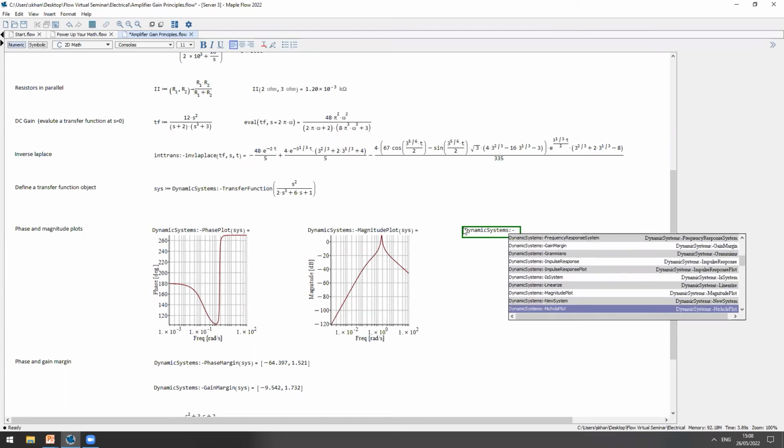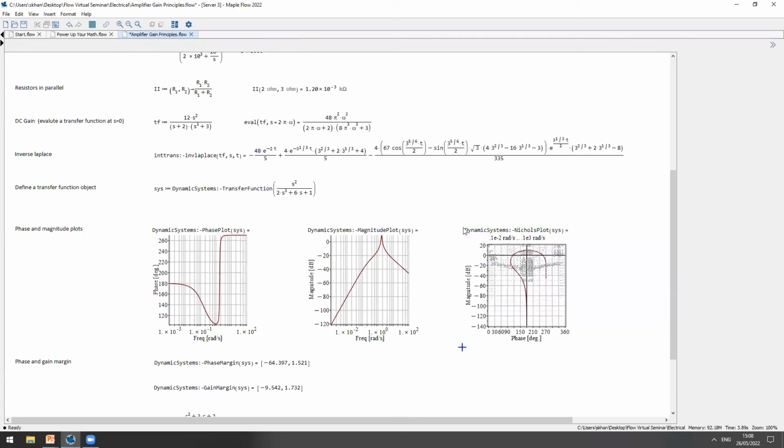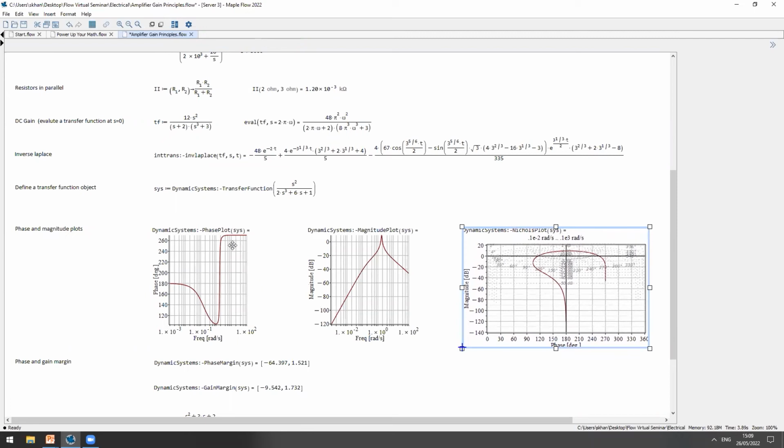There's a whole suite of commands, but I've just found the command completion menu, and I think I'll create a plot. Let's say a Nichols plot. There we go. Let's expand this. So here I also have a phase and magnitude plot.